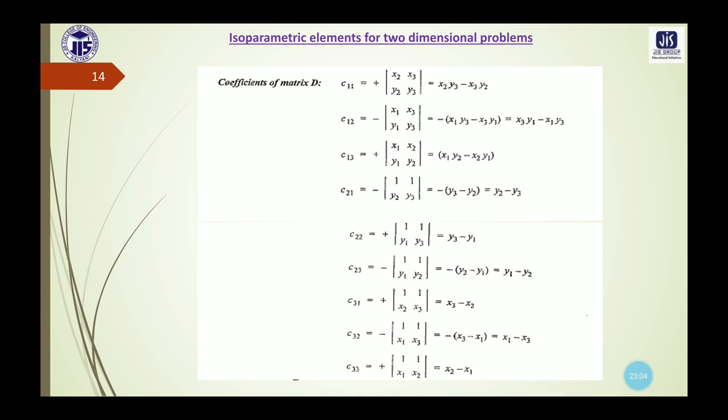Like in case of C11, it will be the coefficient of this C11, it is actually a 2 by 2 matrix of x2 x3 y2 y3, which is ultimately x2 y3 minus x3 y2. In a similar manner, all these coefficients of the matrix D, like C11, C12, C13, then C21, C22, C23 and C31, C32 and C33, all these 9 different coefficients of the matrix D are calculated here.